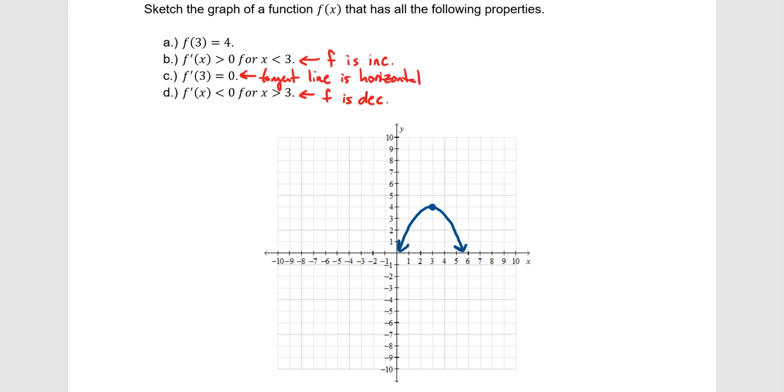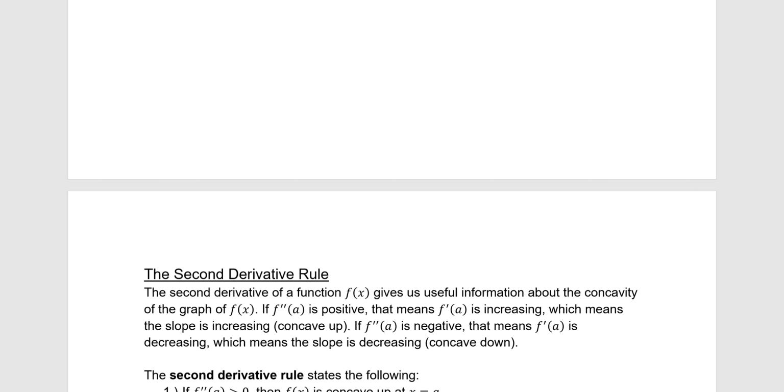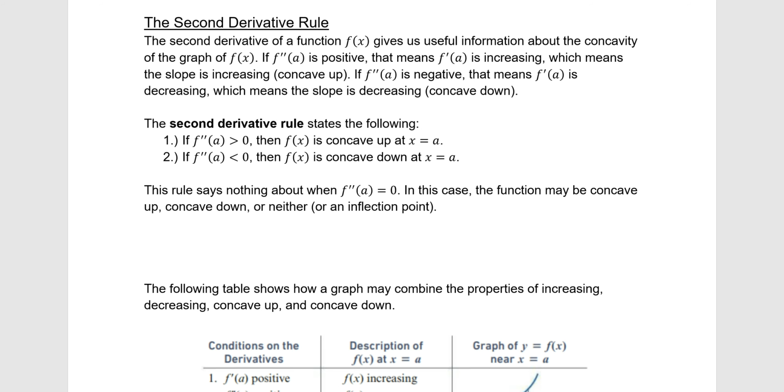And that would actually be good enough for a function. Nothing too complicated. It's not technically the only graph that you could draw for it, but that's the simplest one you could draw. It's increasing for less than 3. The tangent line at 3 would be horizontal, which means f prime of 3 would be 0. And then the slope is negative for everything after 3. Okay, so that's the first derivative rule.